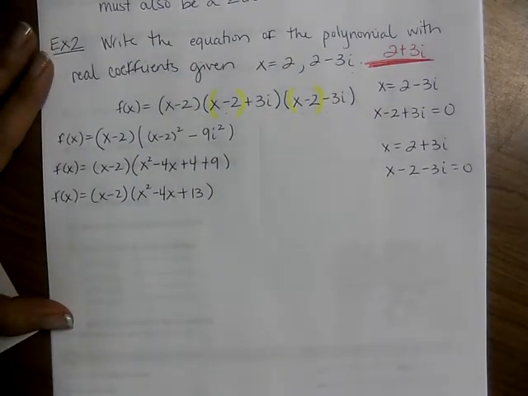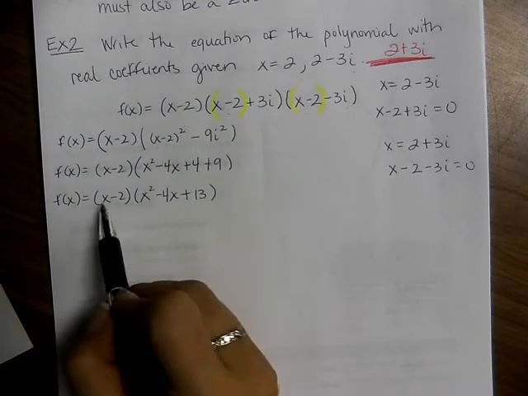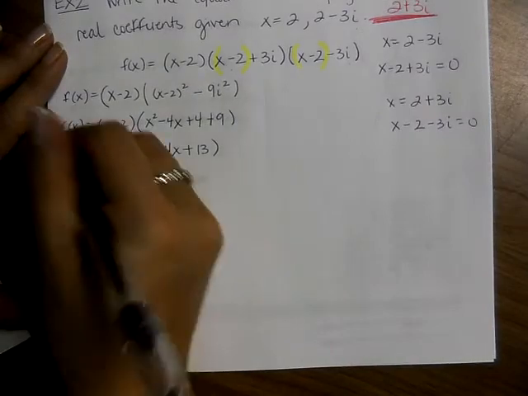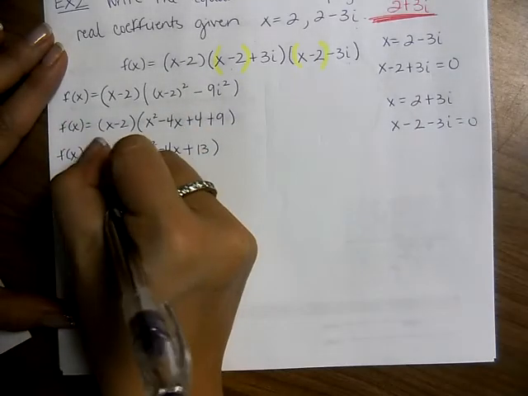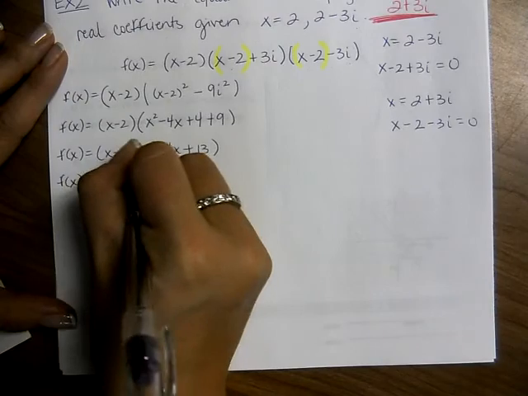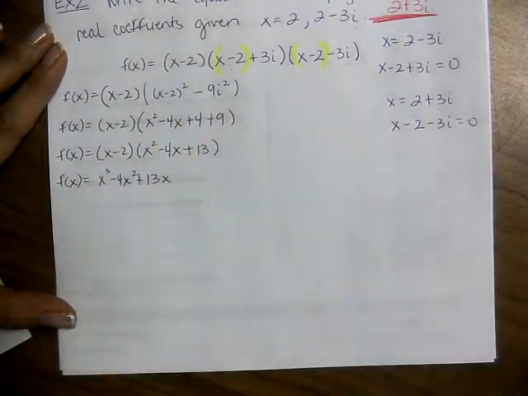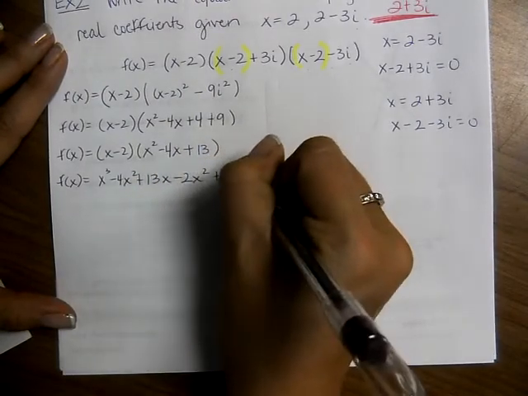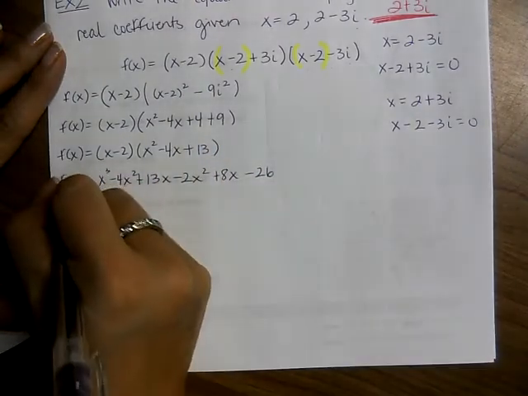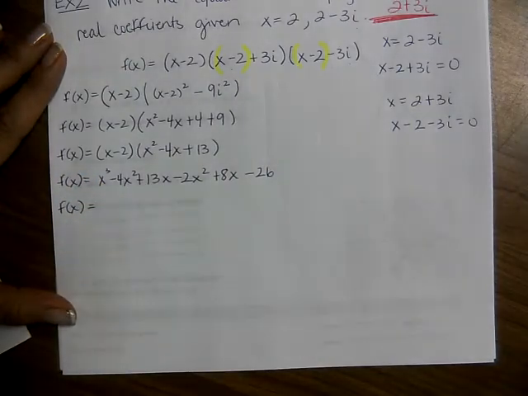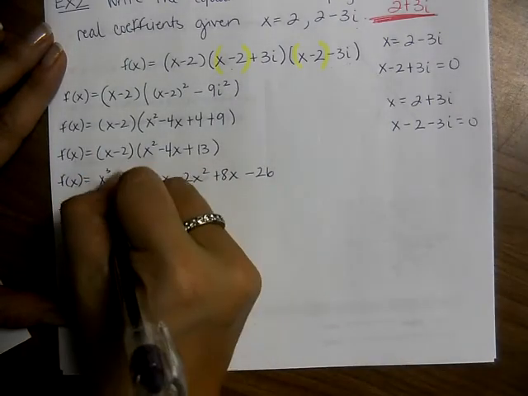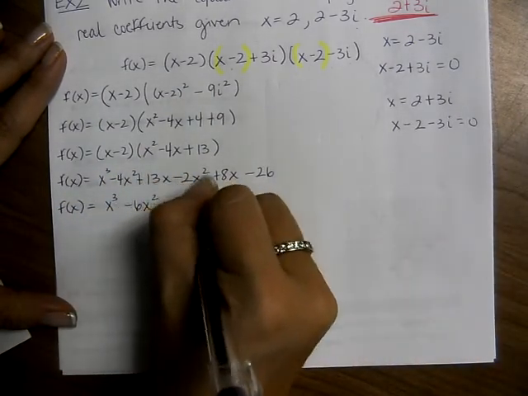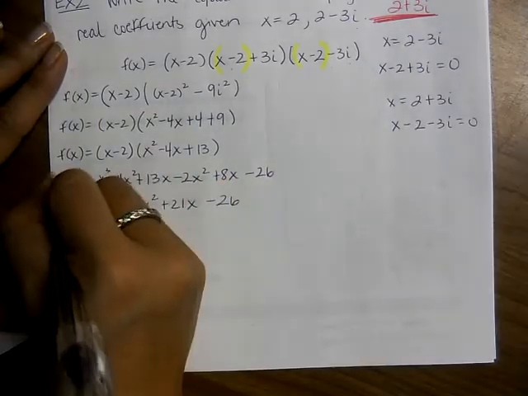Okay, so I still have to distribute. My only option here is to distribute x throughout and negative 2 throughout. So I'm going to have to do that next. So I get x cubed minus 4x squared plus 13x. And now I'll distribute the negative 2. So minus 2x squared plus 8x minus 26. My last step is just to combine like terms and make sure that it's in standard form. So x cubed minus 6x squared plus 21x minus 26.